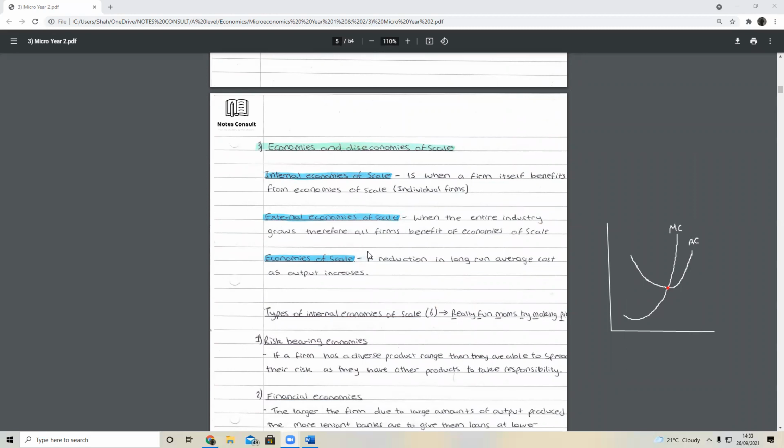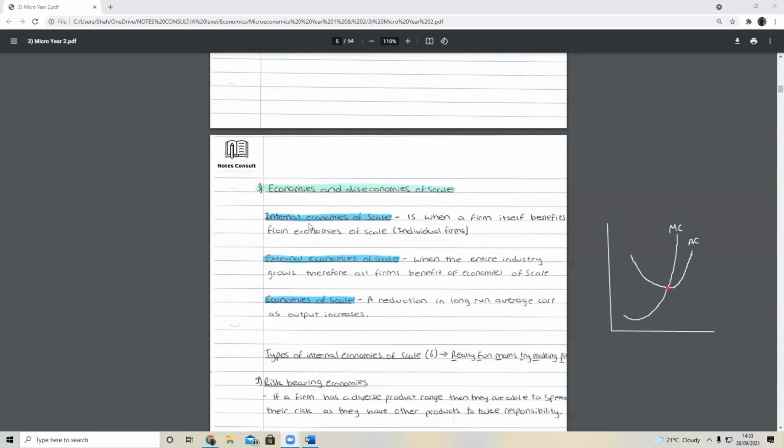What are some of the ways we can achieve economies of scale? There's two ways. We can have internal economies of scale, and we can have external economies of scale. Internal economies of scale is when a firm itself benefits from economies of scale, so the individual firms. And external economies of scale is when the entire industry grows, therefore all firms benefit from economies of scale.